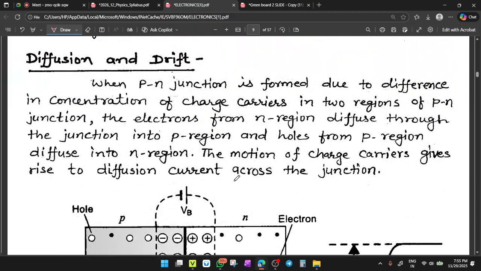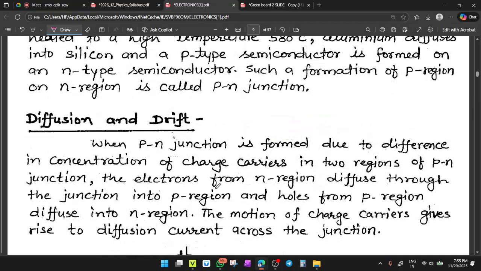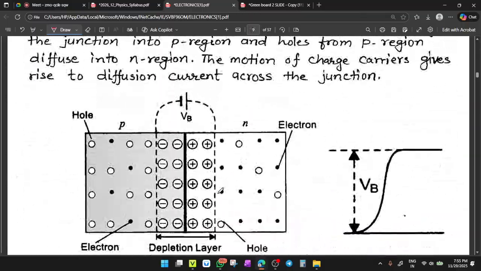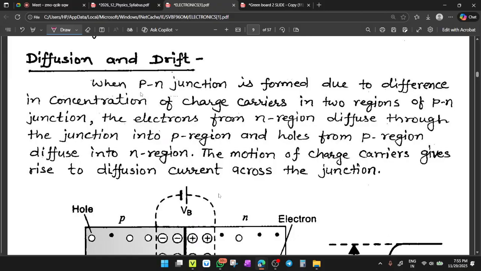Now two things are there, students. One is called diffusion and the second is called drift. Clear? Try to understand these two things. When a PN junction is formed, due to the difference in concentration of charge carriers in the two regions, the electrons from the N region diffuse through the junction into the P region and holes from the P region diffuse into the N region. The motion of charge carriers gives rise to the diffusion current.